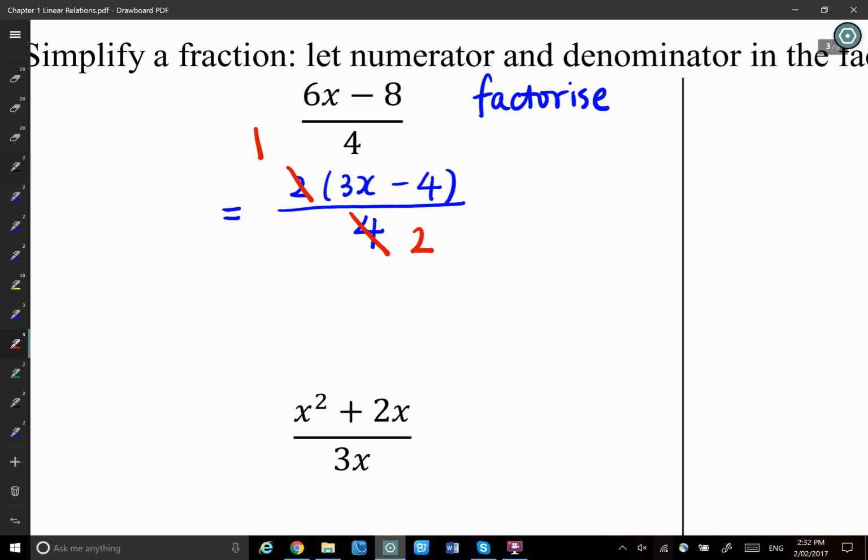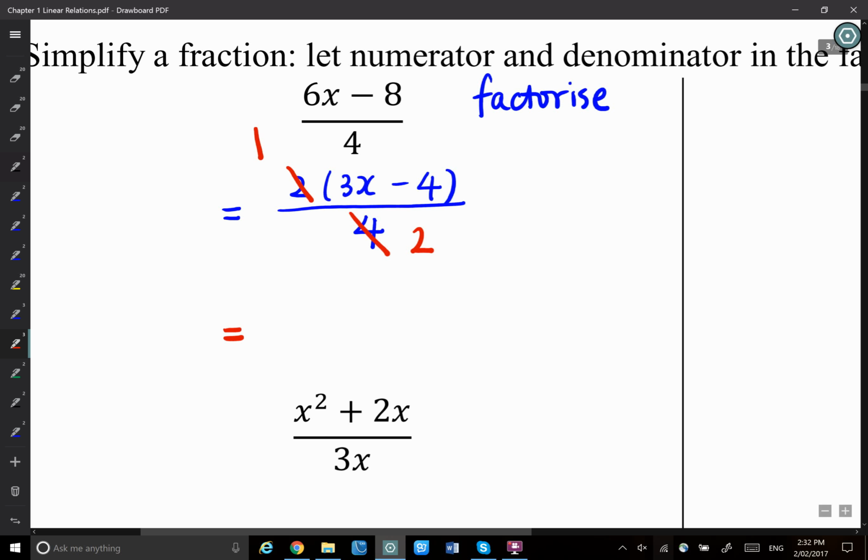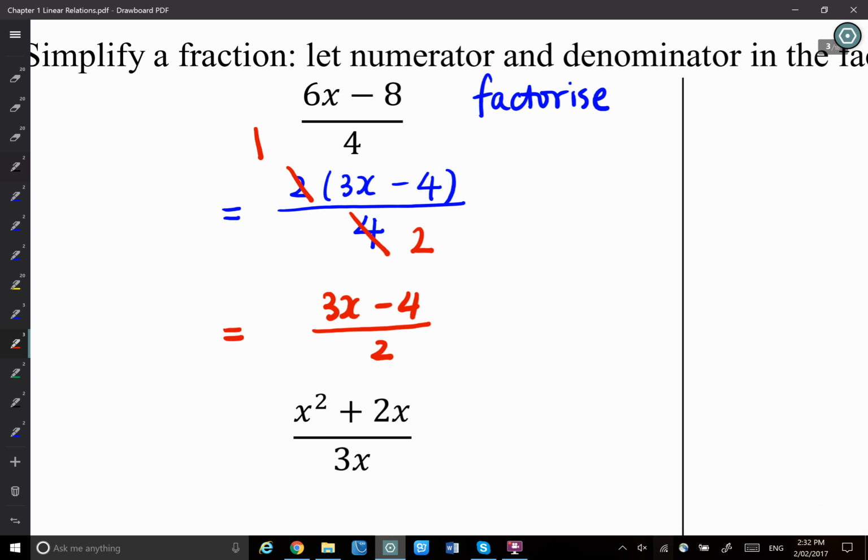I can do that, but I cannot do anything in the bracket. Do not think about the bracket. You cannot cancel anything from the bracket. So what is left is 3x minus 4 over 2. That is already the simplest form. You cannot change things anymore. You cannot change the 2 and 4 to 1 and 2. Just stop here.